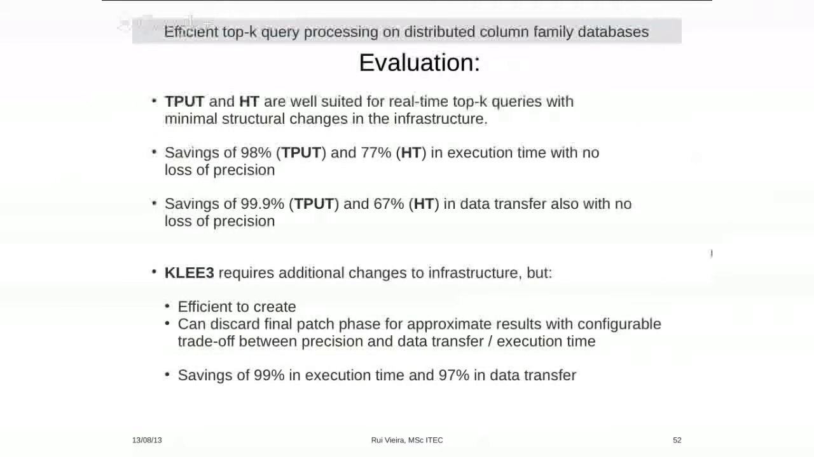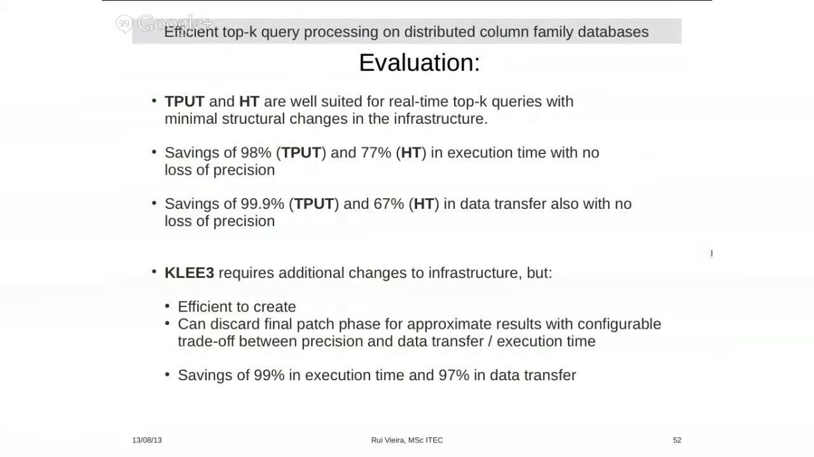So as our final evaluation, we can see that TPUT and average threshold are well-suited algorithms, not just as originally researched for peer-to-peer networks, but also for distributed databases. In some of the tests we did with real data, we saw typically savings between 98 and 77% in execution time with no loss of precision, and in data transfer between 99.9% for TPUT and 67% for average threshold.